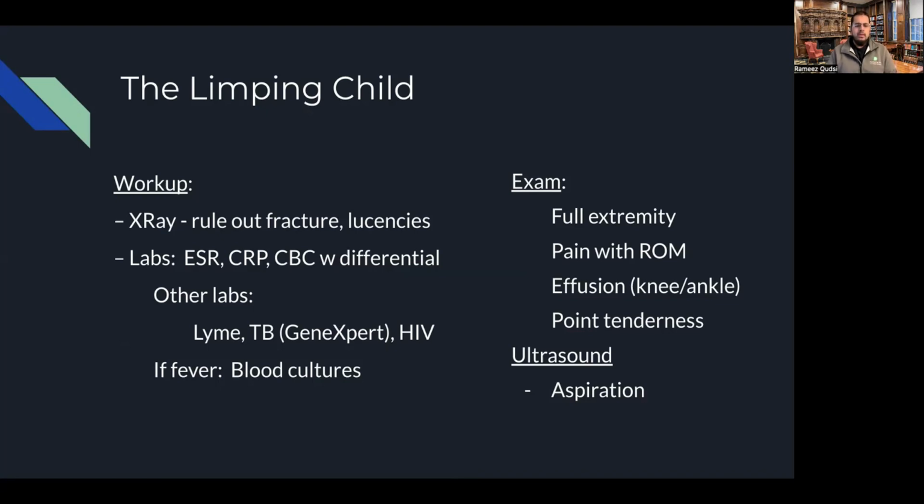Lastly, if an ultrasound is available, you can use that to check for effusions as well in the knee, ankle, especially though of the hip. I think it is most useful in the limping child assessing the hip itself to look for effusions. It can also help guide any aspiration.